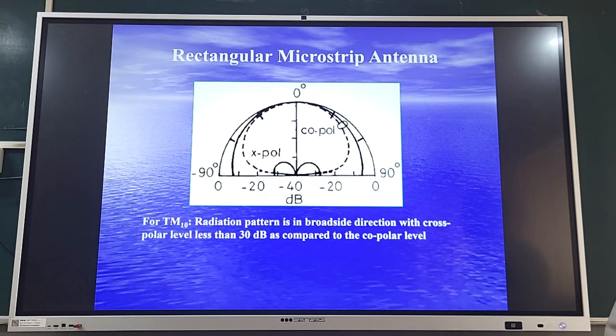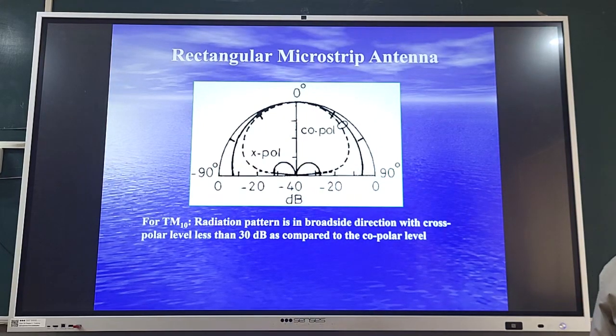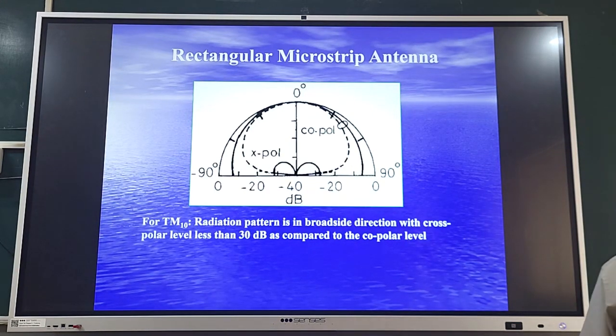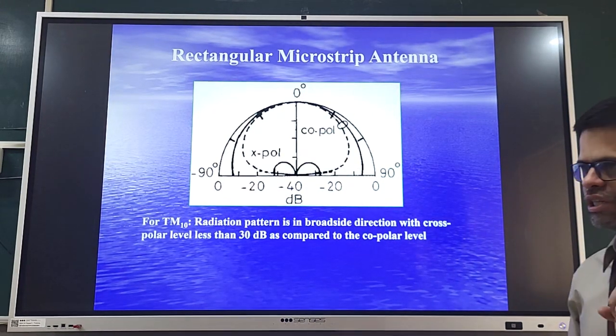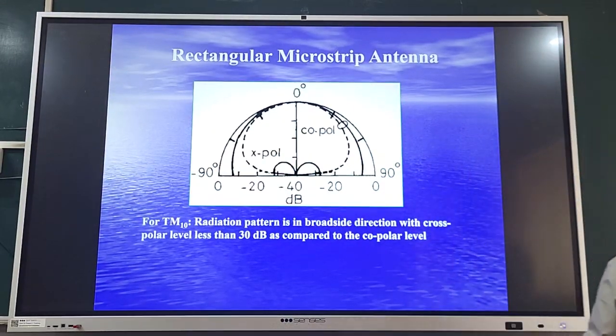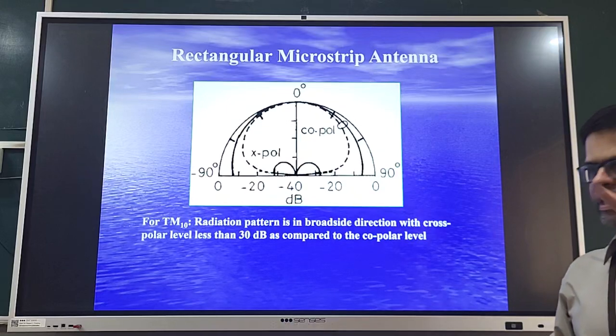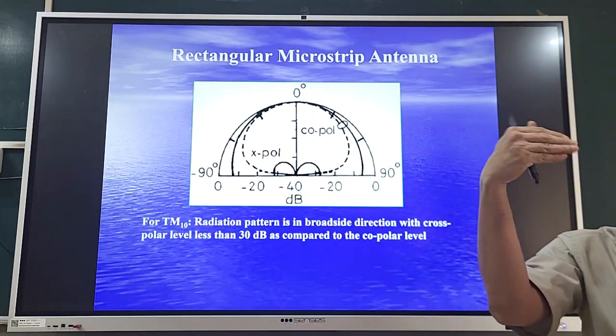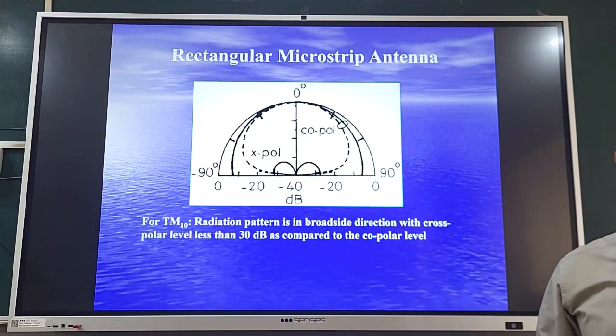So cross polar level, in simpler terms, tells you the susceptibility of the antenna to receive orthogonal signals. For a good antenna it should be as small as possible. In fact, when you go to circular polarized antennas, you will see cross polar and copolar levels are nearly equal. Of course, that is not the only measure of circular polarization. In circular polarization, the phase between the orthogonal vectors should be quadrature and the amplitude should be equal. But that is one way of judging whether I am getting close to circular polarization.